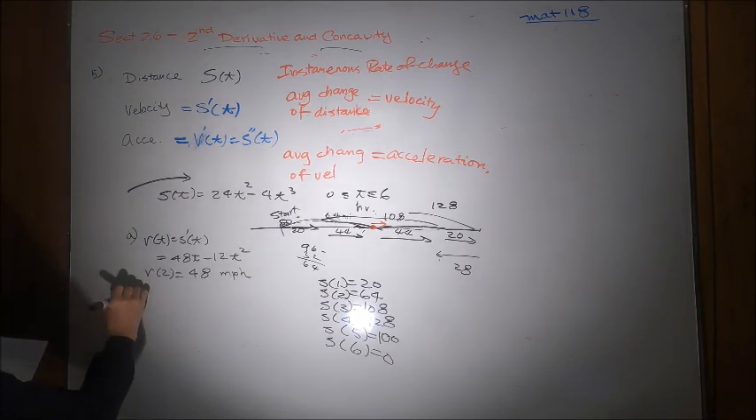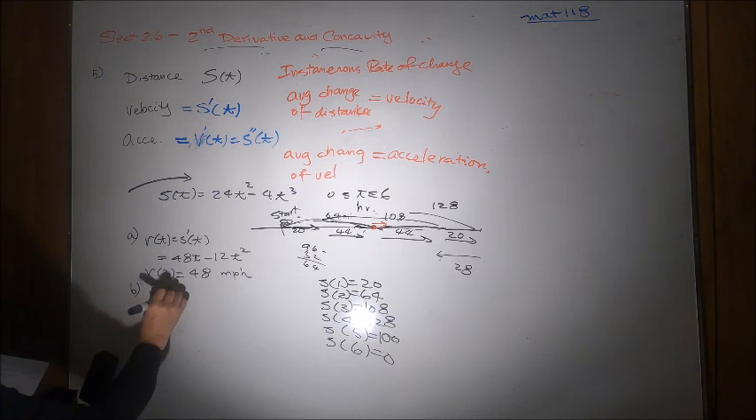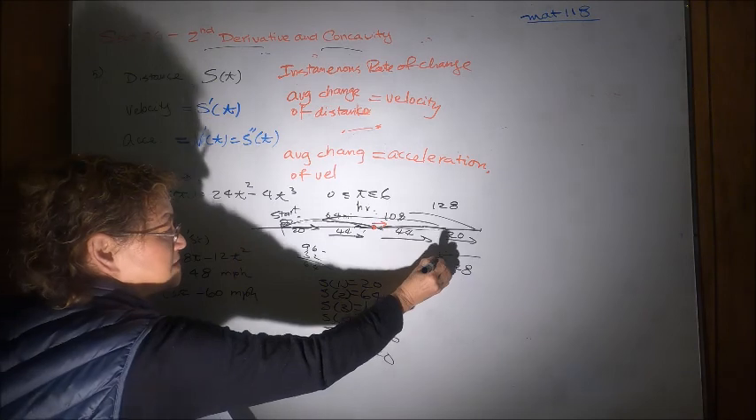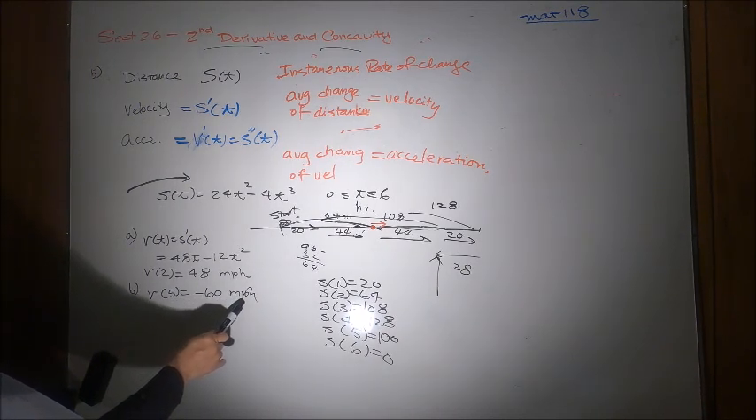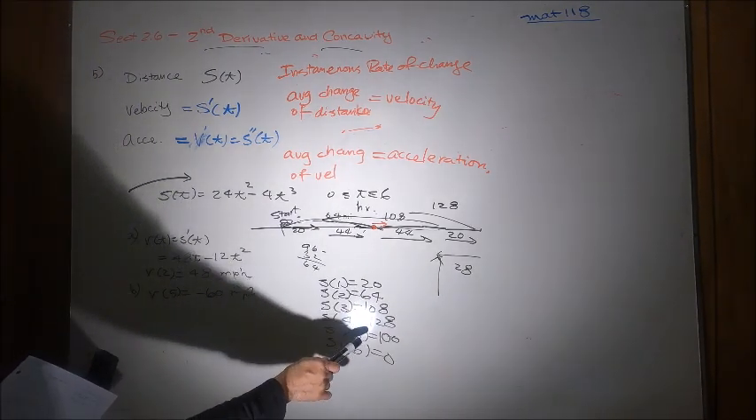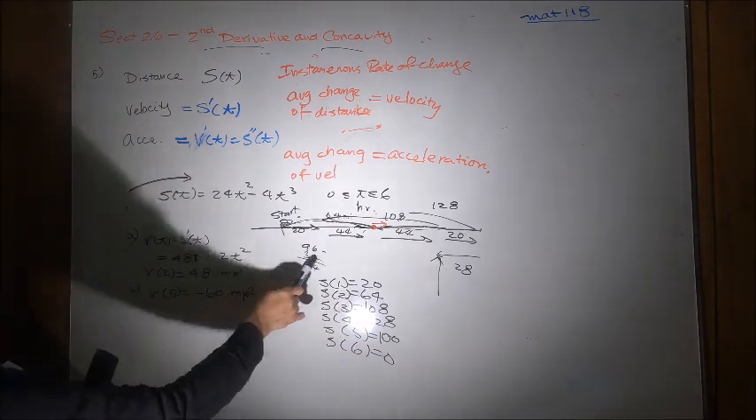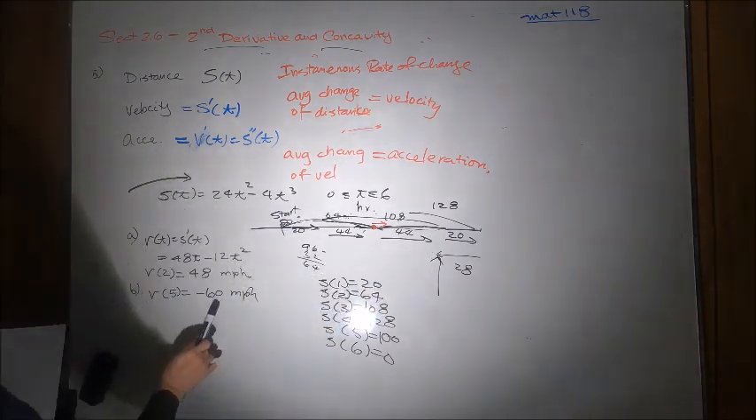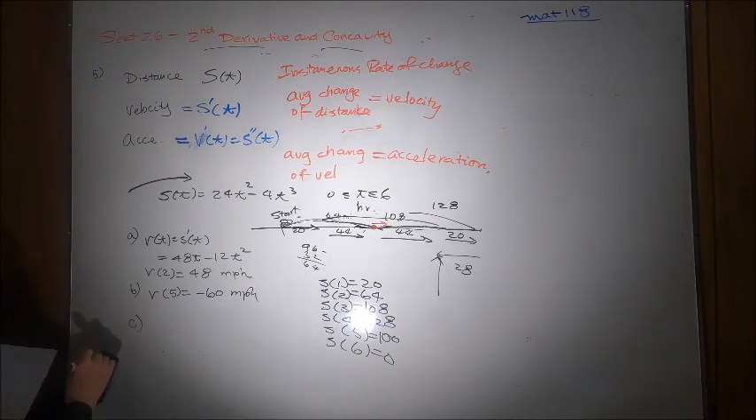Okay, let's see. The next one asks you to find the velocity of the truck after 5 hours. So you just plug in. That means at this point in time, at the 5th hour, its speed is what? Negative 60 miles per hour, because it would drive a total of 100 miles here in an hour. Look at that. Must be very fast. But the start from here is what? 60 miles per hour westbound, right?